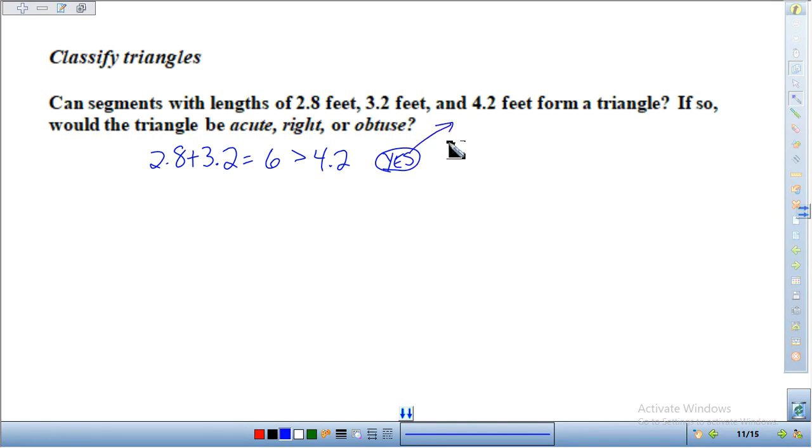Since it's a triangle, we now have to determine whether it is acute, right, or obtuse. So we're going to take our Pythagorean theorem. And at this point, we don't know if it's equal, less than, or greater than. We don't know what that is. So I'm just going to put a question mark here for now. And when we get our values filled in, we'll be able to fill that in with a less than, greater than, or equal to. Remember that c has to be our longest side. So in this case, it'd be 4.2. a and b don't matter as long as they're your two smaller sides. We'll simplify.